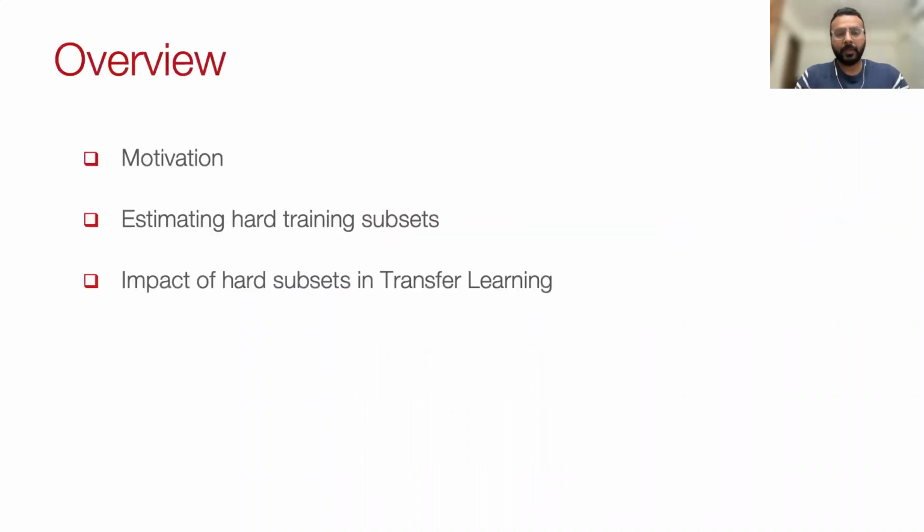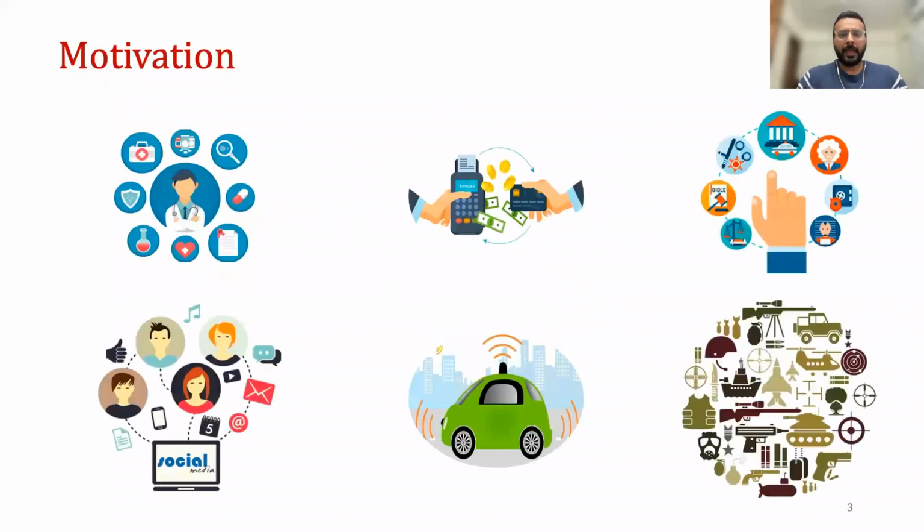So the overview of today's talk: I will start with a small motivation. Then we'll be talking about estimating hard training subsets. How can we actually estimate them and identify them correctly? And finally, we'll be talking about the impact of hard subsets in a transfer learning setting. I'll be happy if there are questions in the middle, and I'll be glad to answer them on the fly.